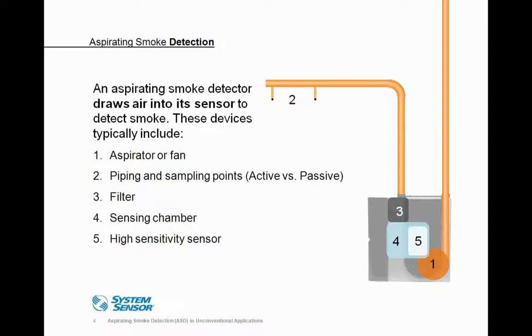Historically, in order to provide early warning or very early warning fire detection, aspirating smoke detectors have used a highly sensitive infrared laser-based detection source. Recently, though, newer modes of detection have been introduced that provide a higher level of nuisance immunity while still providing the high sensitivity to smoke necessary to provide that very early warning fire detection. We'll talk a little bit more about that later in the presentation.